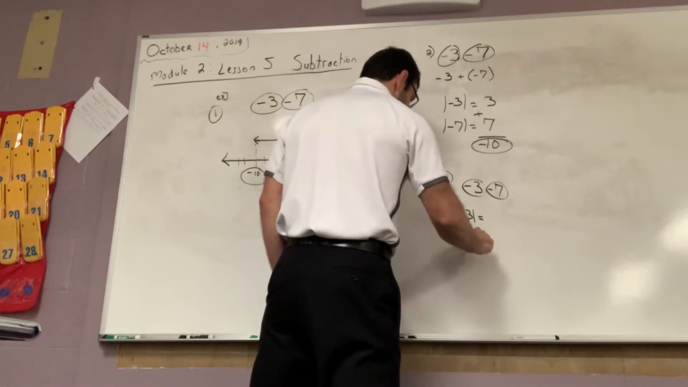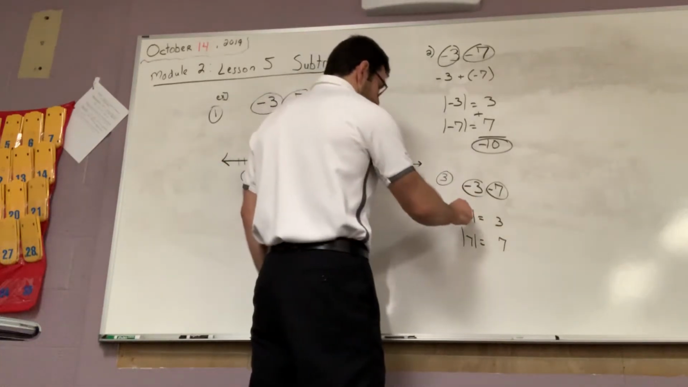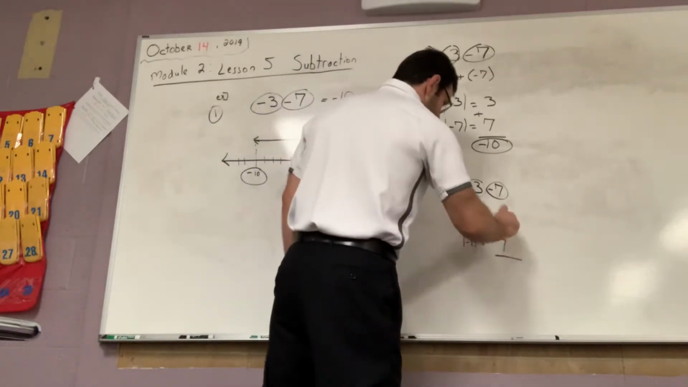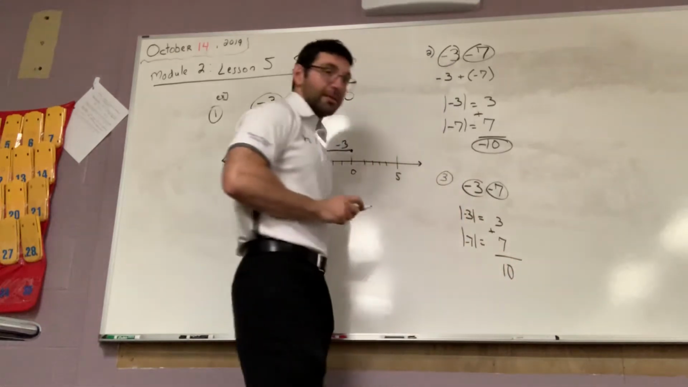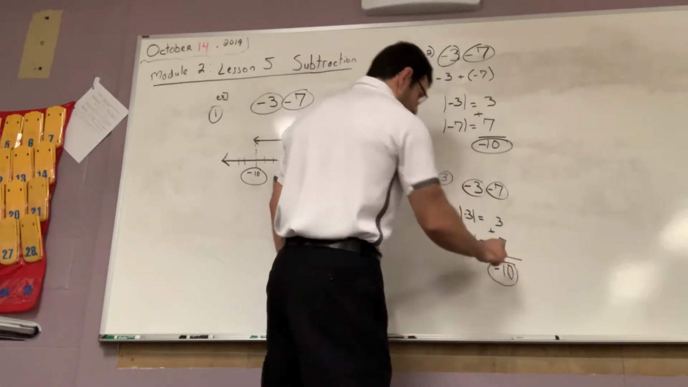Find the absolute value. 3, 7. The same signs. It would help if I actually wrote the negative, wouldn't it? Because of the same signs, I add. The distance from 0 is going to be 10. Well, which direction is that distance from 0? It's -10.